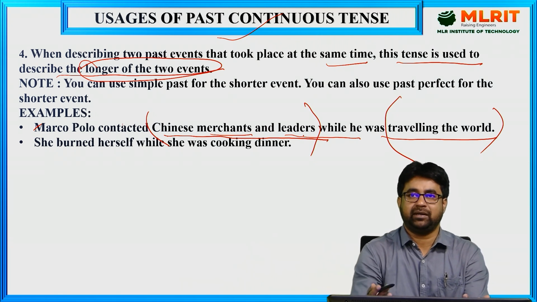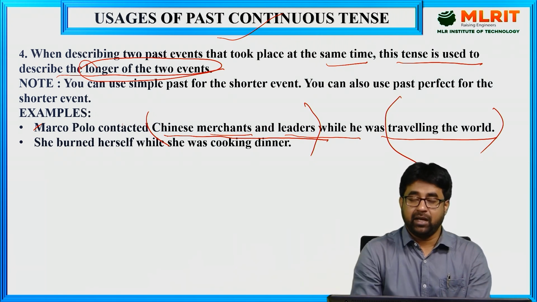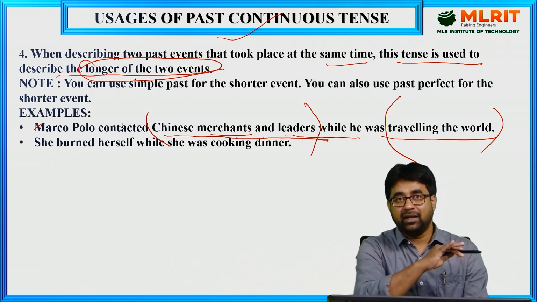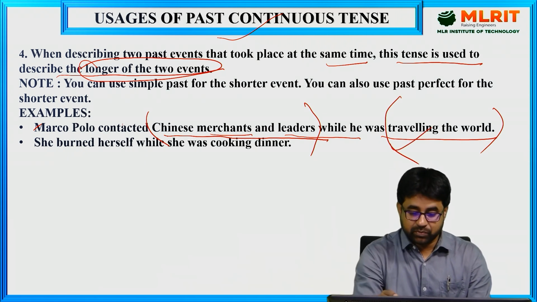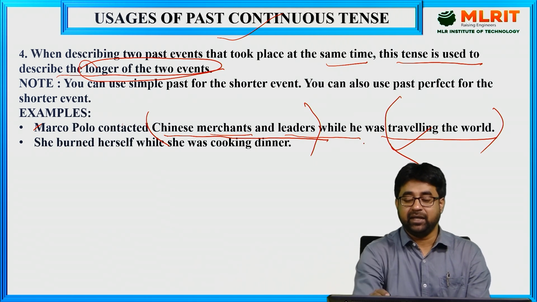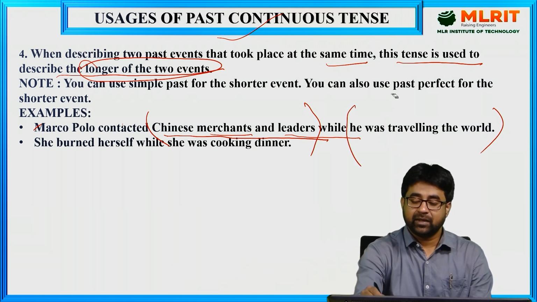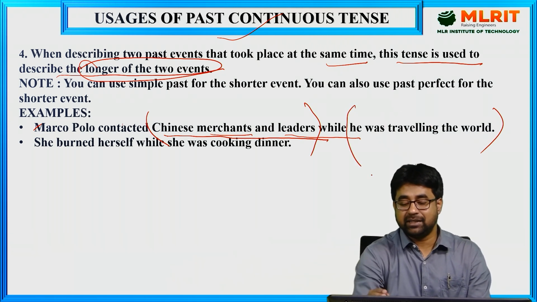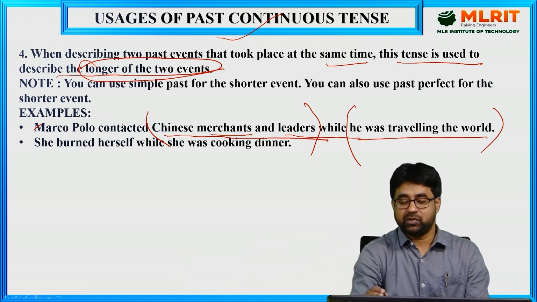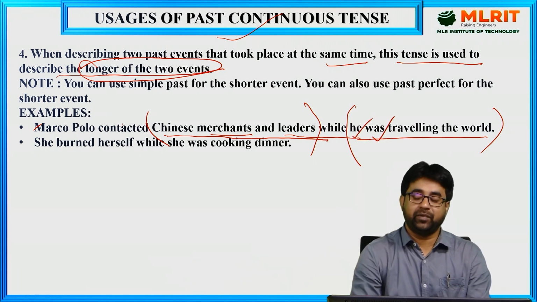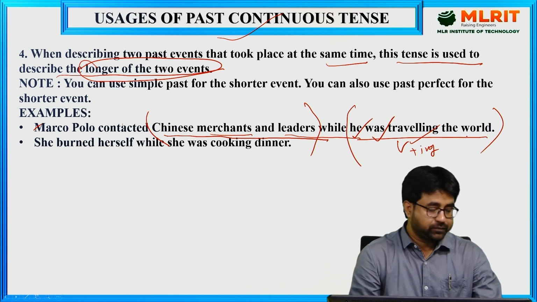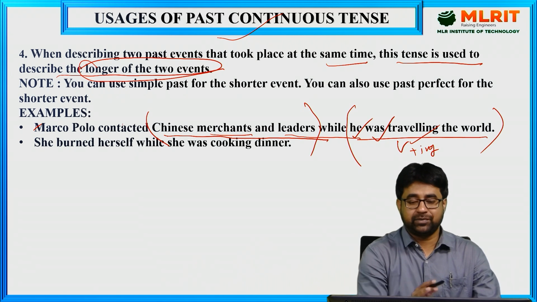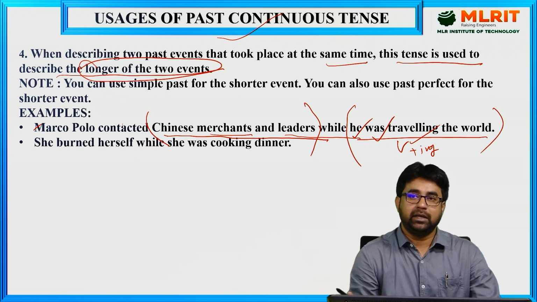It's a momentary thing, right? When he reached, he met. But which one was the longer event? His act of traveling throughout the world. Traveling the world. Now that's why, to describe the longer event, see which tense I'm using here. Look into this part. He was traveling the world. So subject, past form of the verb, and then V4, V plus ing, and then object. Fine. I hope it's clear now. Usage of past continuous tense also is clear, right?